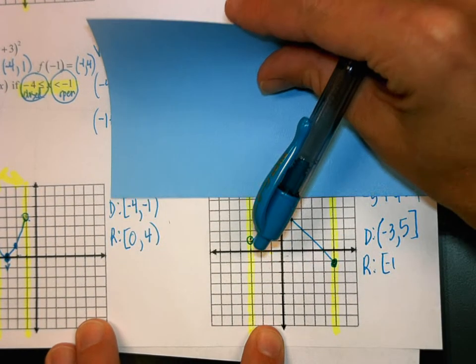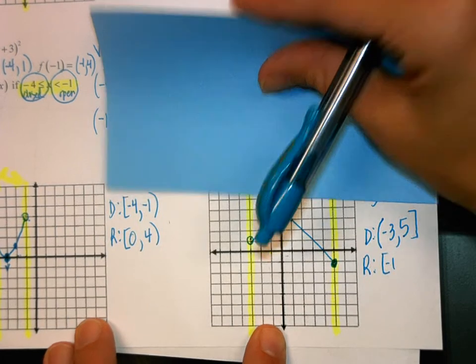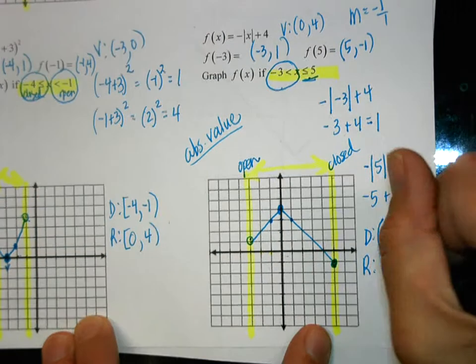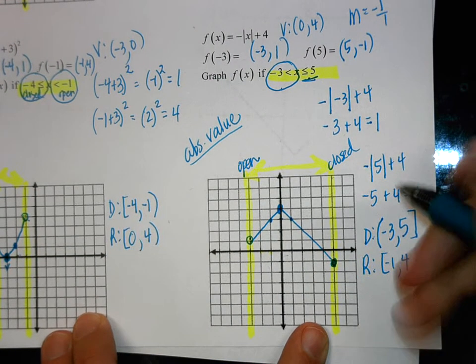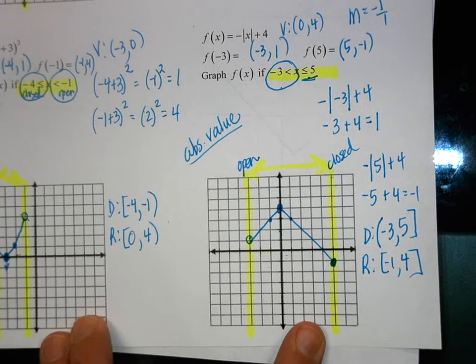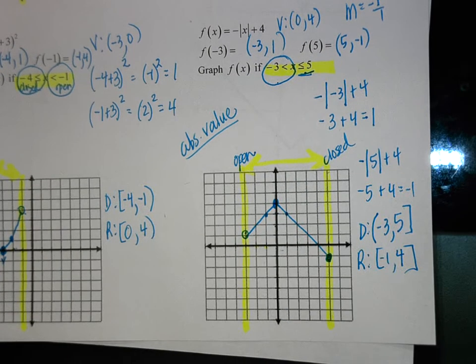And then the highest range value is at what? 4, and is that a parenthesis or a bracket? Bracket. Any questions before moving on? Okay.